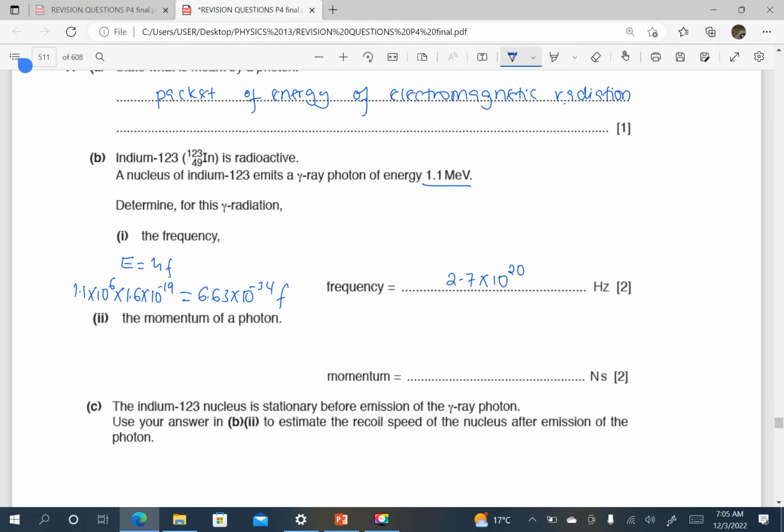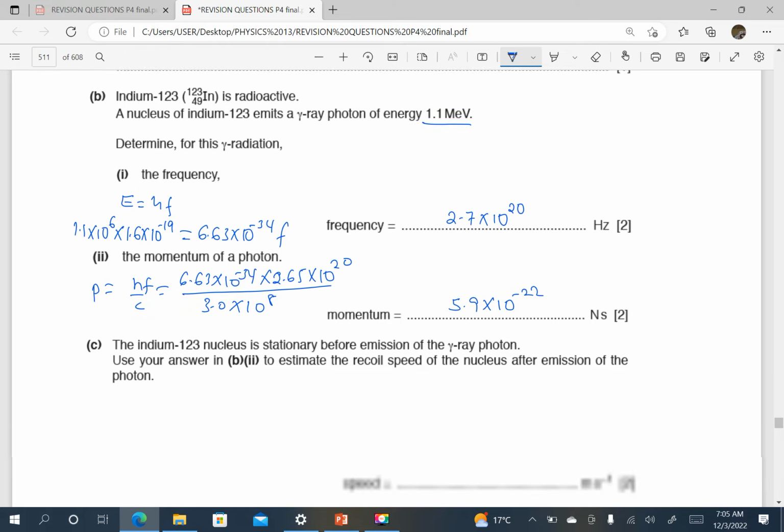Then we found the momentum. Momentum is equal to hf over c, that is energy over c, which is 6.63 times 10 power negative 34 times f, which is 2.65 or 2.7 times 10 power 20, divided by 3.0 times 10 power 8, and I think we got approximately 5.9 times 10 power negative 22, or 5.87.